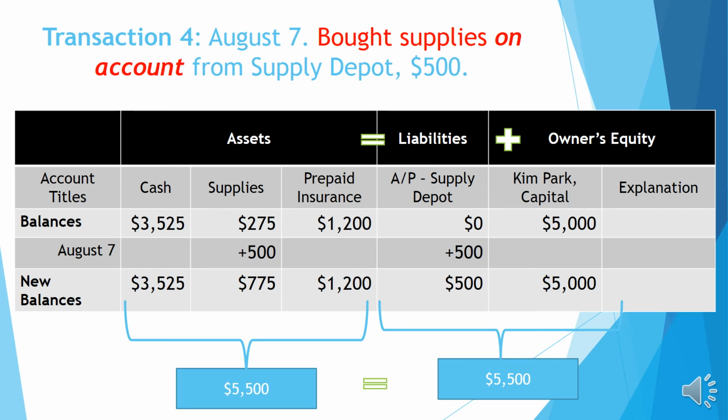If we check to make sure our accounting equation is in balance, we are going to add up our three asset account balances and come up with $5,500. Then we will add up our liabilities plus owner's equity. So we will add up our two accounts and we get $5,500. Our accounting equation is in balance.